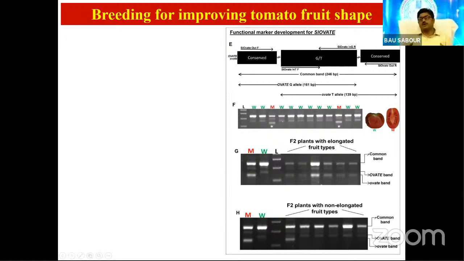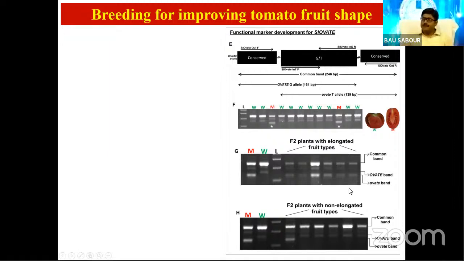We screened more than 350 plants, and we identified the plants which are having elongated fruit shape, and also identified the plants which are not having the elongated fruit shape, meaning they are flat type. So you can see that in all the elongated fruits, you find the banding pattern to be similar to the mutant line that was used as a female parent.